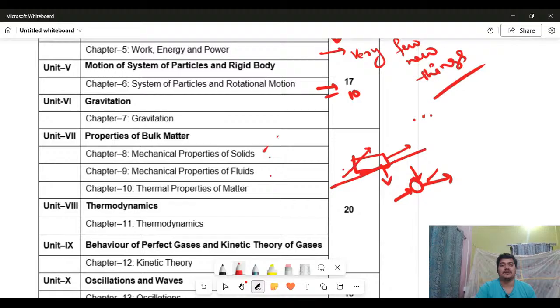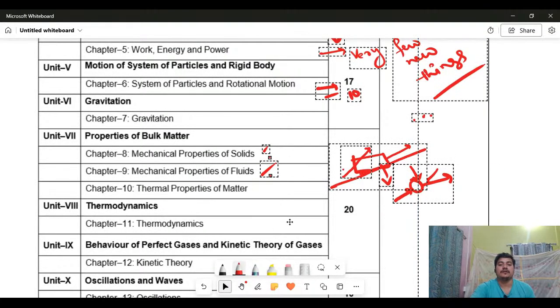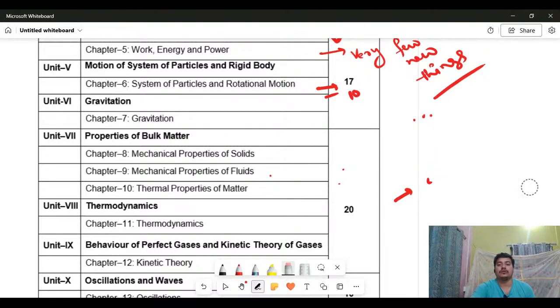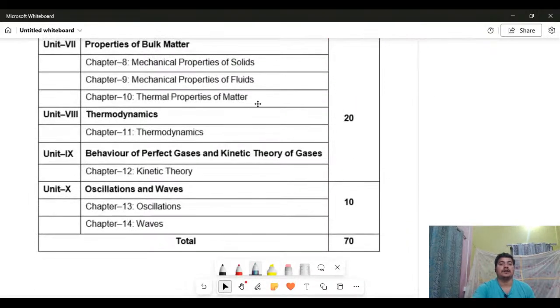Mechanical properties of solids. In the same way, fluids move from one place to another, just like when you use perfume in a room, it moves from one place to another. Next comes thermodynamics. Thermodynamics is the study of heat. So how does heat flow from one place to another? What are the processes of the flow of heat? These things you will be learning in thermodynamics.